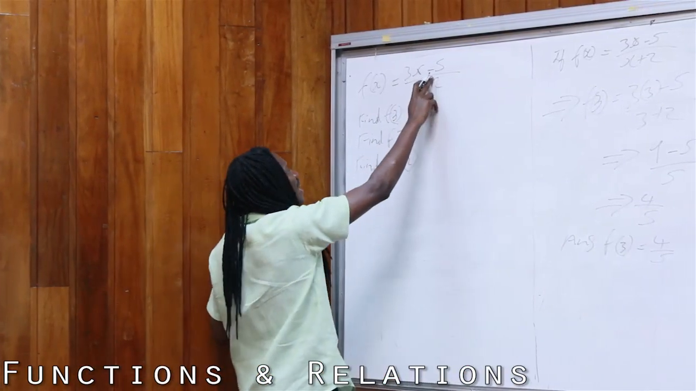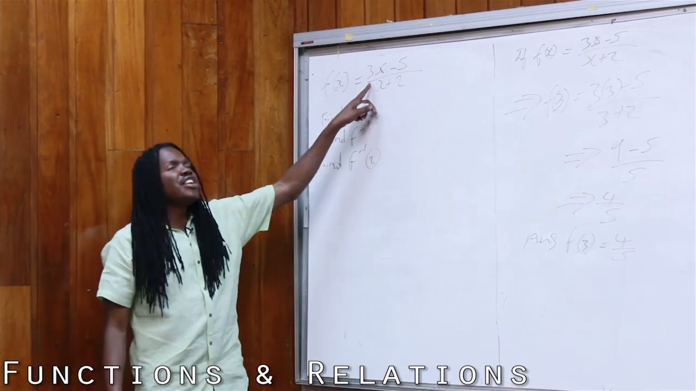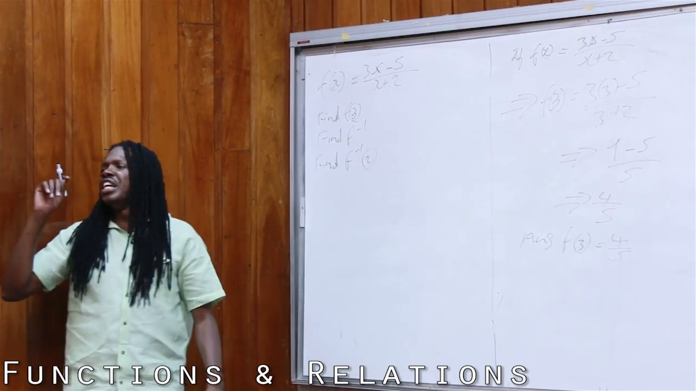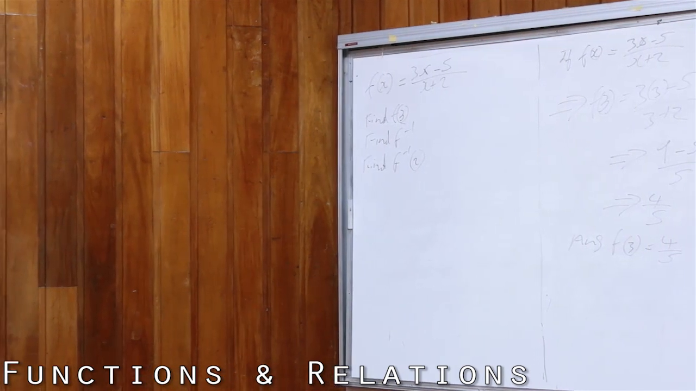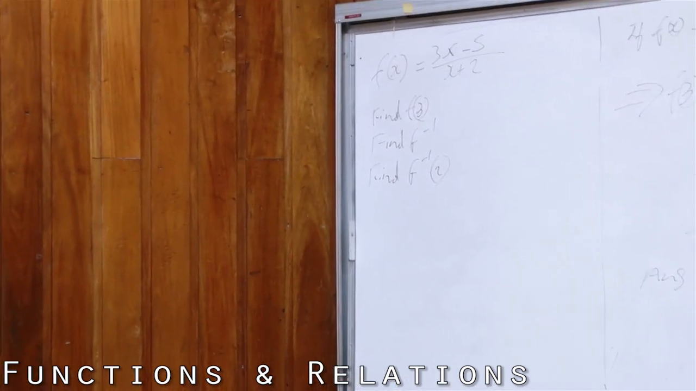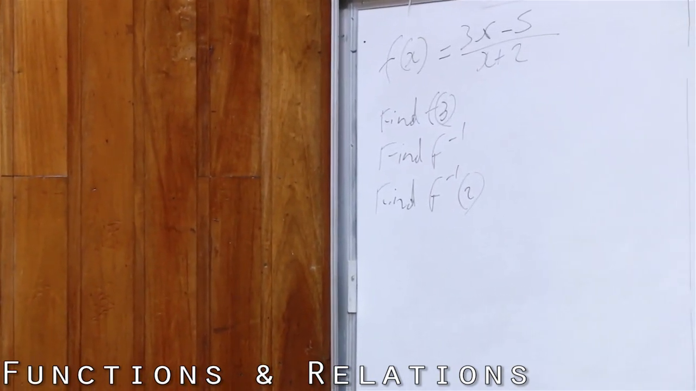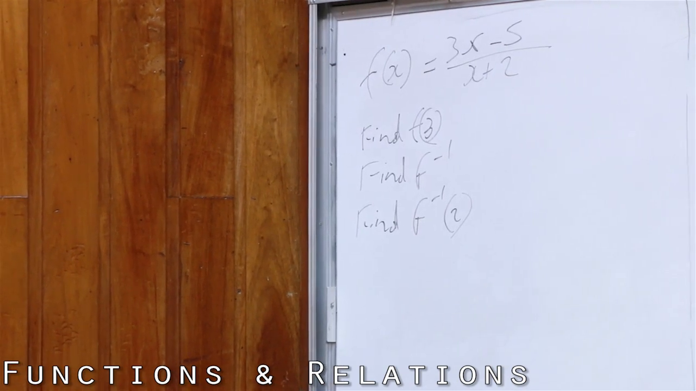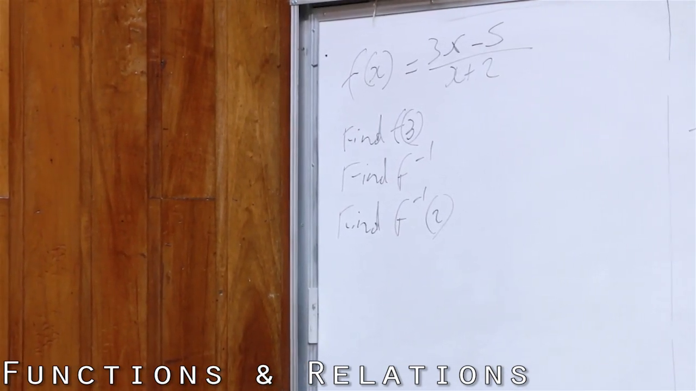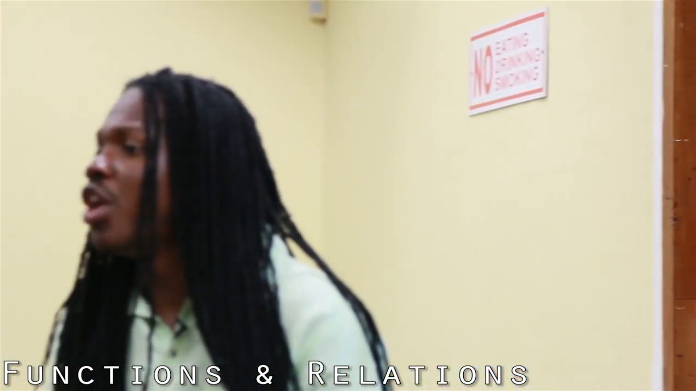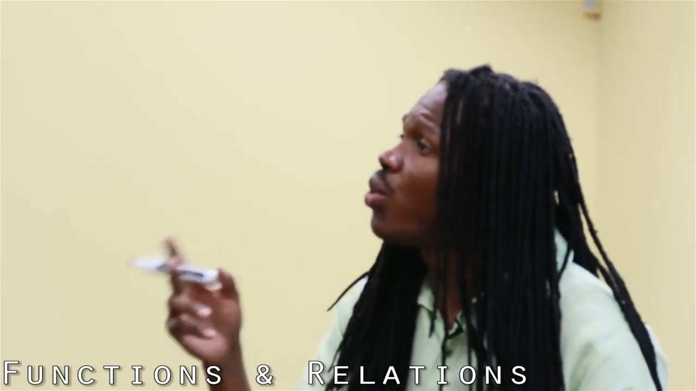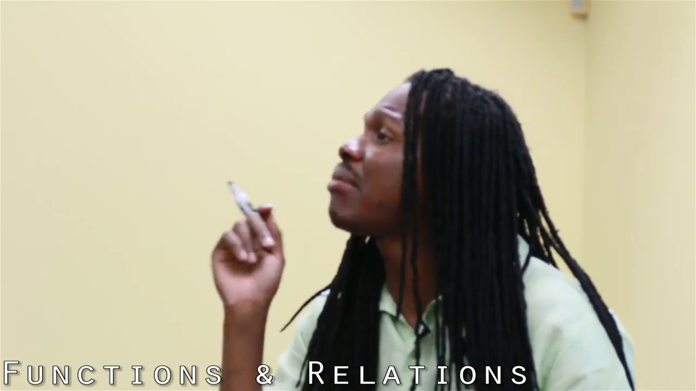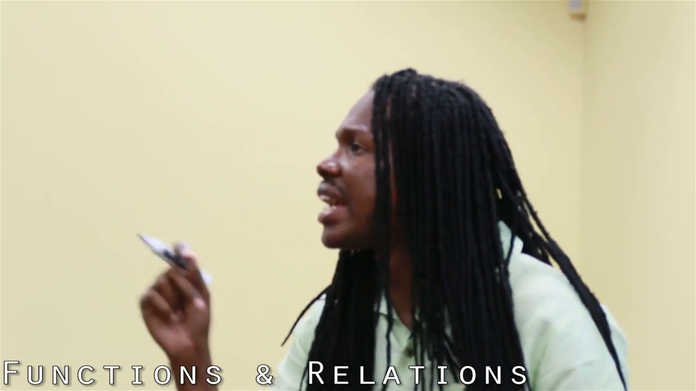For (x minus 5) over (x plus 2), write down the real number that cannot be in the domain for that function. What is the domain? The domain is the values of x. The range is the values of y. So if they say write down what cannot be in the domain, then it's saying what cannot be x. Which number cannot be x?